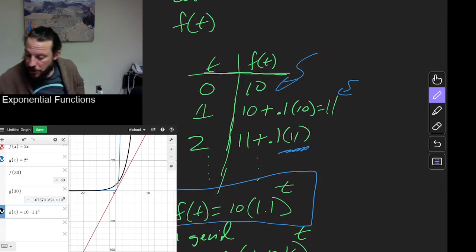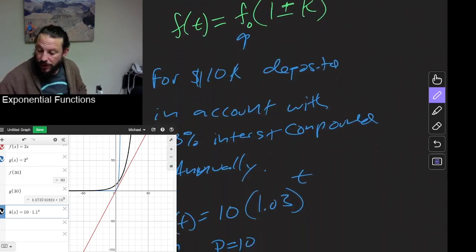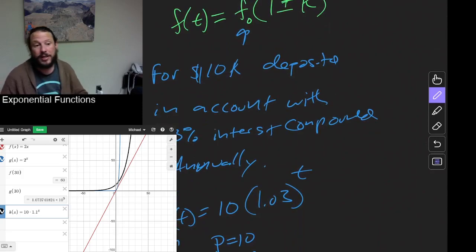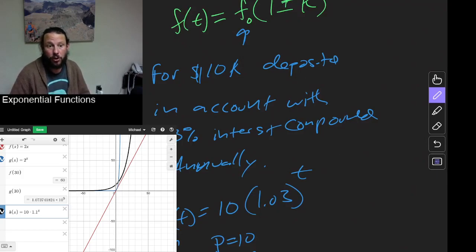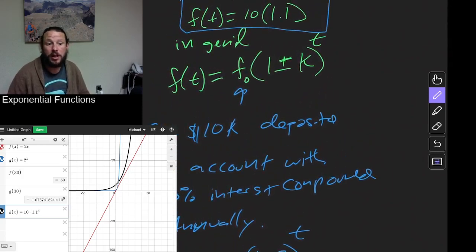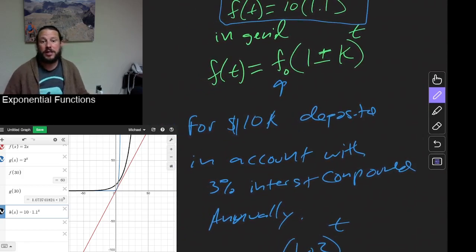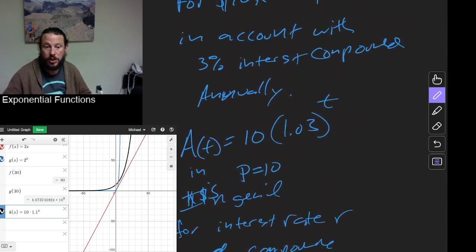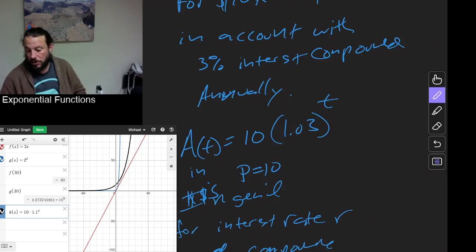Okay. In general, we have f of t equals f naught, which is our initial amount, times 1 plus or minus k to the t. In our last problem, our k was 10% or 0.1. Now, let's suppose we deposit $10,000 in an account at 3% interest compounded annually. So that works just like a population that's going up by 3%, where a of t, the amount you have after t years, is given by 10 times 1.03 to the t.